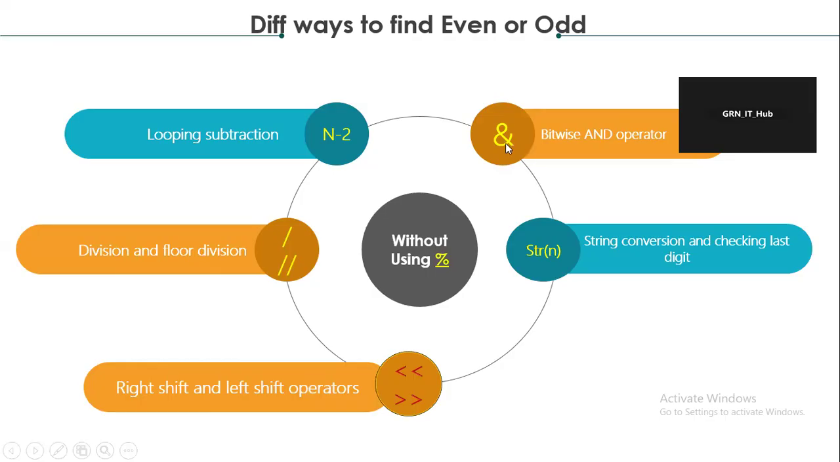And we have different methods, guys. One is using the bitwise operator, and we can also solve it using division and floor division, right shift and left shift, looping subtraction, and converting the number to a string. So these are the different methods we can use to find whether a number is even or odd without using the modular symbol.